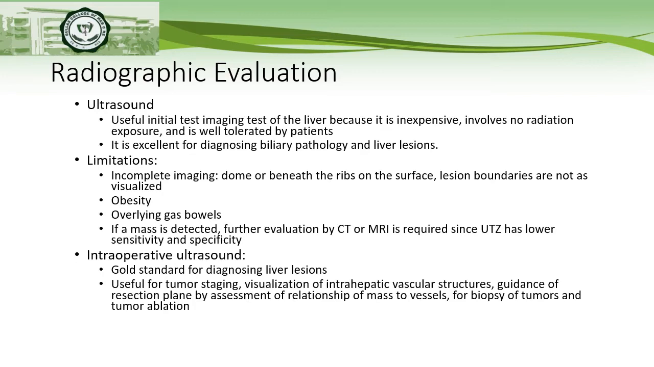Limitations would include incomplete imaging of the liver, most often at the dome or beneath the ribs of the surface, and incomplete visualization of lesion boundaries. Moreover, obesity and overlying bowel gas can also interfere with image quality. So, masses usually require further evaluation by other imaging modalities due to the lower sensitivity and specificity of an ultrasound compared with CT and MRI.